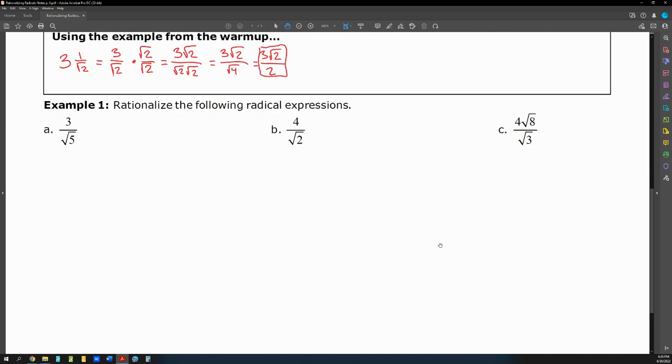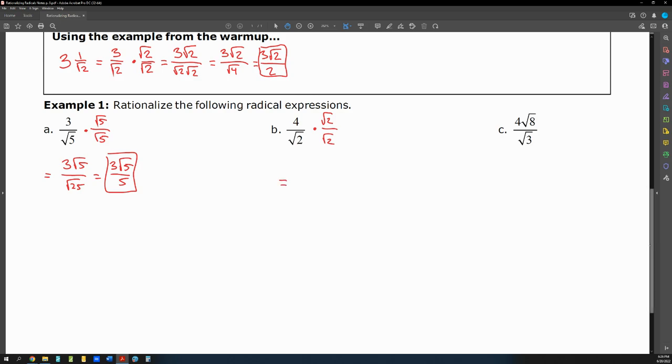So here, let's go ahead and rationalize these radical expressions by multiplying by a clever form of 1. So for part A, I'm going to multiply this by the square root of 5 over the square root of 5. And notice that's just another form of 1. As we multiply, let's see what happens. We have 3 root 5 over the square root of 25, or 3 root 5 over 5.